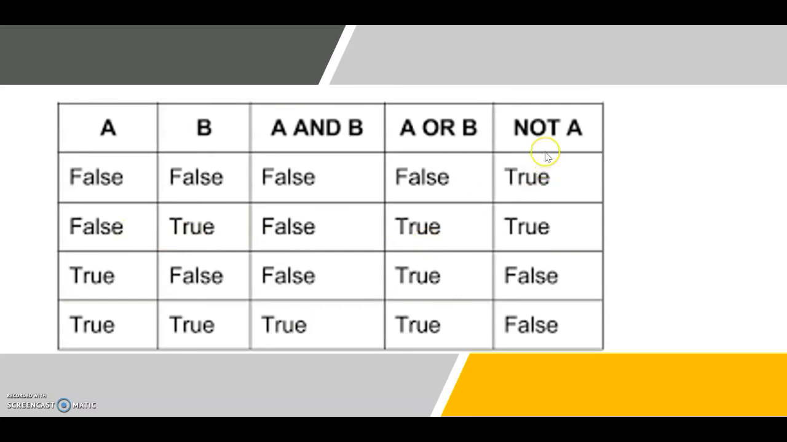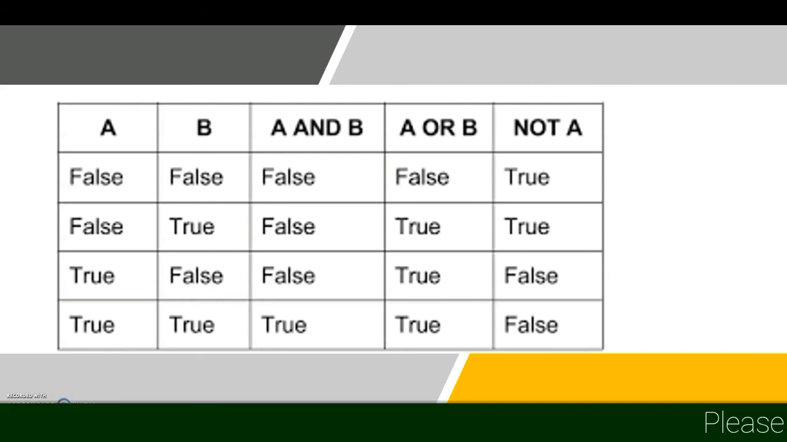Because in the case of the or operator, if either one value is true, it will result in true. And not is basically the opposite of a value. If some value is 0, then its result will be 1. If it is true, it will give you false. If it is false, it will give you true. So this is the basic operation of and, or, and not.